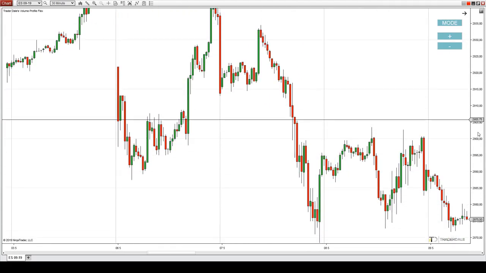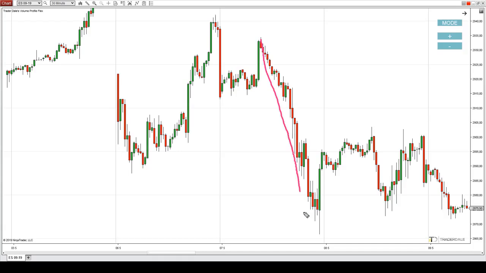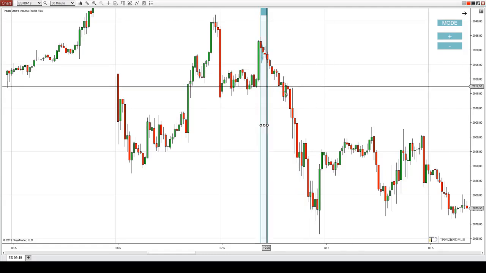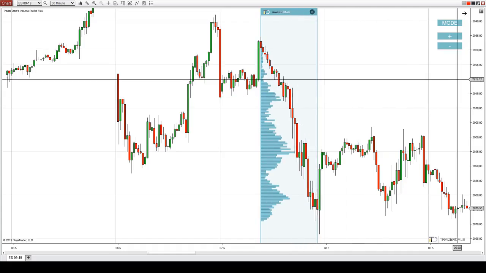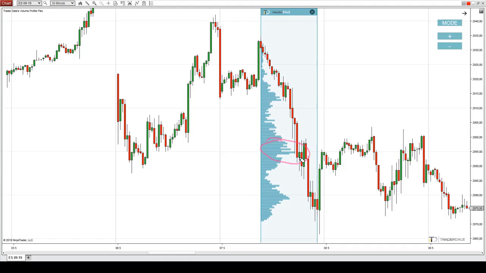So the next day there was another strong trend, a strong downtrend. So let's use the flexible profile over the whole trend area to see where the volumes were the heaviest. Alright, so this is a nice volume cluster in here with the heaviest volumes right there. Very nice reaction to it.